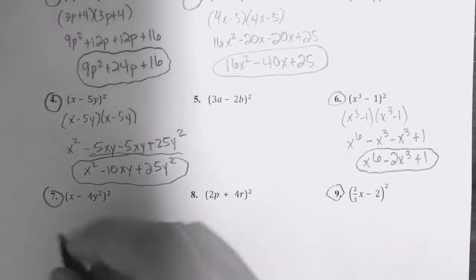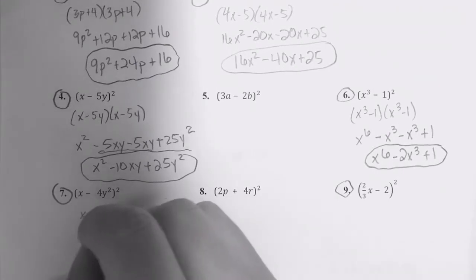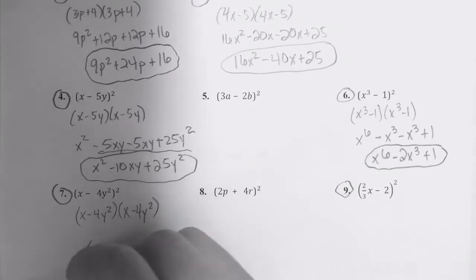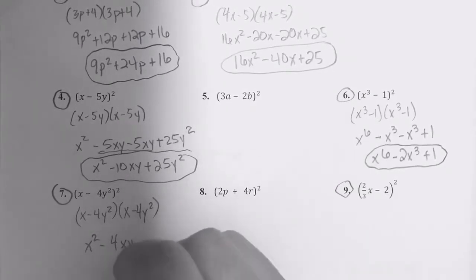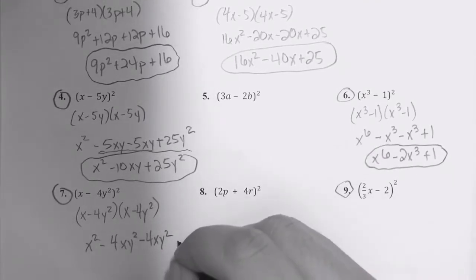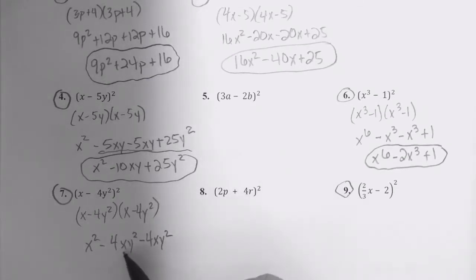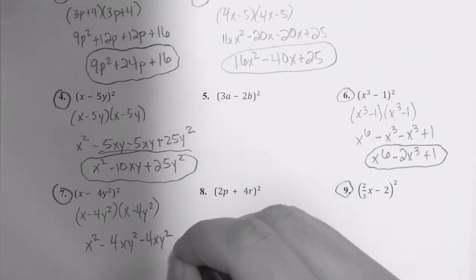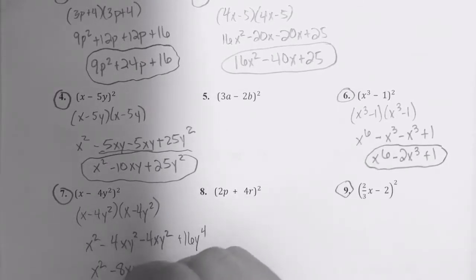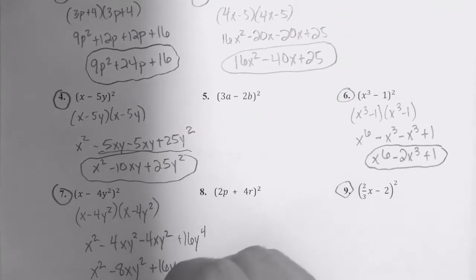All right, number 7. We're going to write that twice. x minus 4y squared, x minus 4y squared. So we have x squared minus 4xy squared minus 4xy squared. Remember, I always put them in alphabetical order. That's why I put the x first. If you put y squared x, that is perfectly okay. Just know that if one of them you put xy squared and the other you put y squared x, they are the same thing. They are still like terms, so you would still combine them. So plus 16y to the 4th. So then we got x squared minus 8xy squared plus 16y to the 4th.